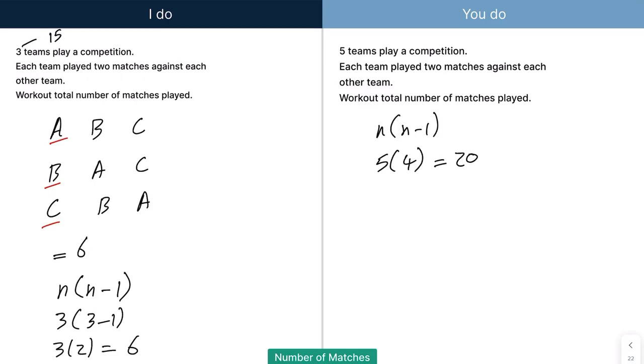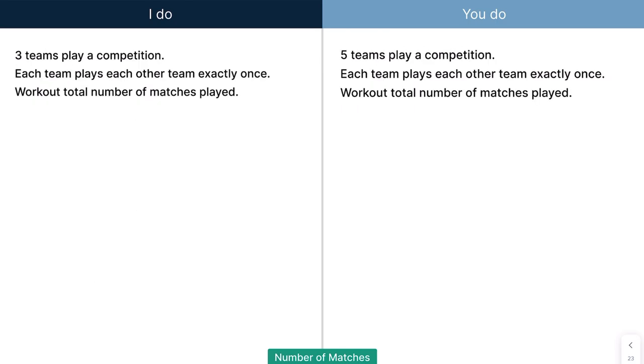Now moving on, this question's slightly different. If I go back to the previous question, it said each team played 2 matches against each other. If I come here, it says each team plays the other team exactly once. Now, what does that mean? So if you go back to what we had, A, B, C. So Team A plays Team B, and then it plays Team C, which is fine. Now, Team B has already played Team A here. Okay, Team B and A have already played, and they only played once. So we can't play that same team again.